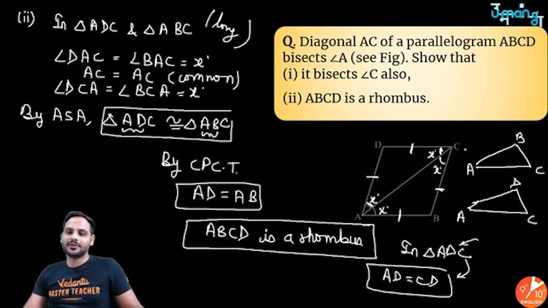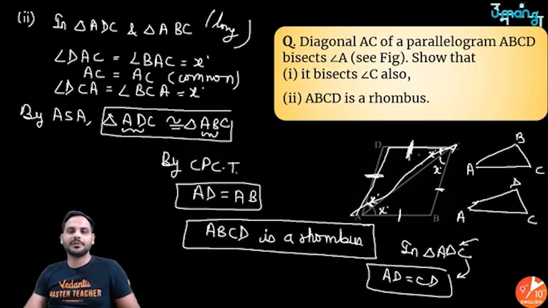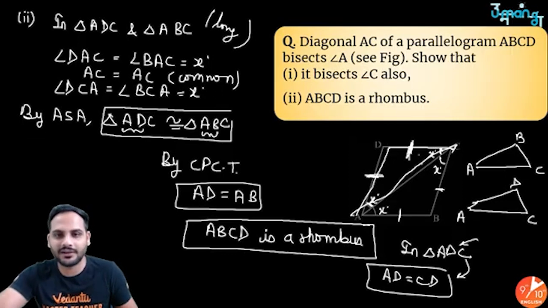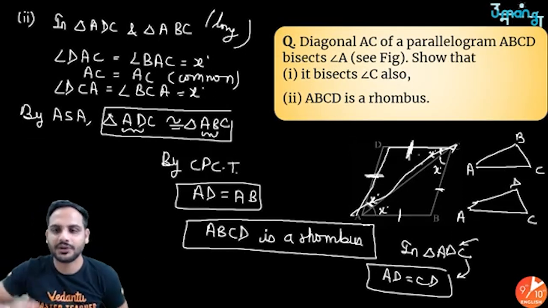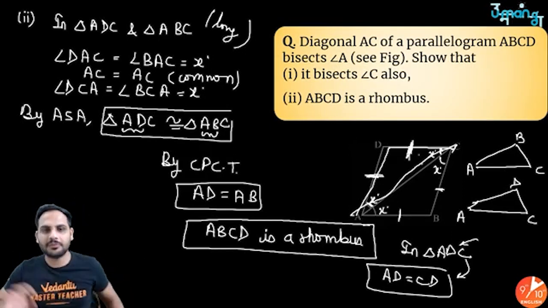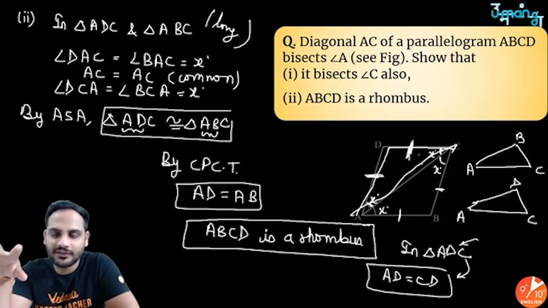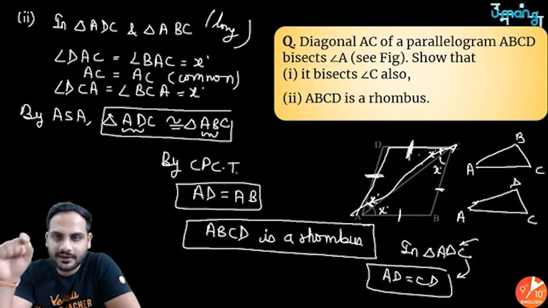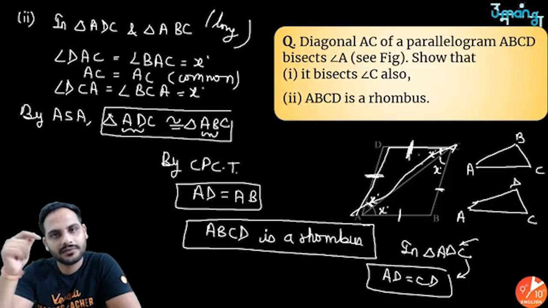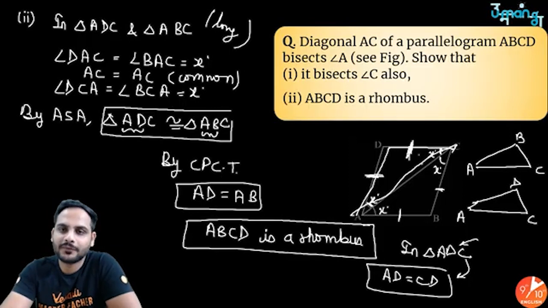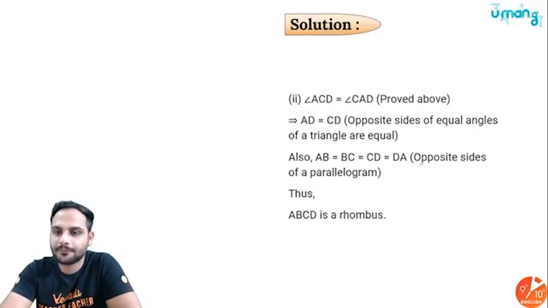If two angles are equal, just focus on triangle ADC. Koi bhi ek triangle pick kar lo. Two angles are equal, so the side opposite to them will also be equal to each other. So wahan se directly ho jayega. This is a comparatively long method, and you'll be more confused. So to prove ABCD to be a rhombus, you want adjacent sides to be equal. Look at any one triangle. That triangle will be an isosceles triangle. Opposite sides will be equal. Got it? Because if in a triangle two angles are equal, the side opposite to them will also be equal to each other.